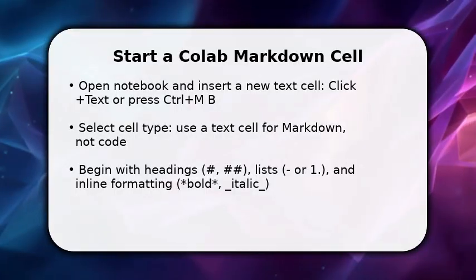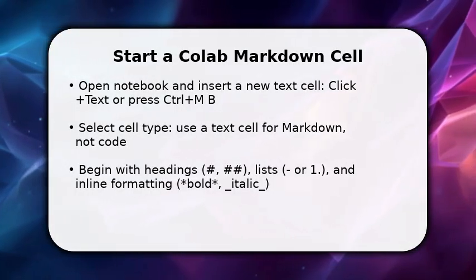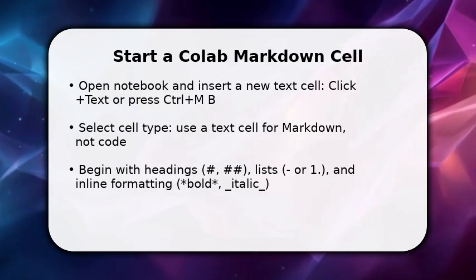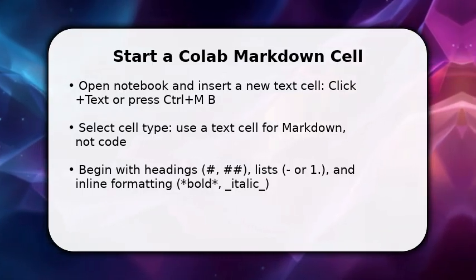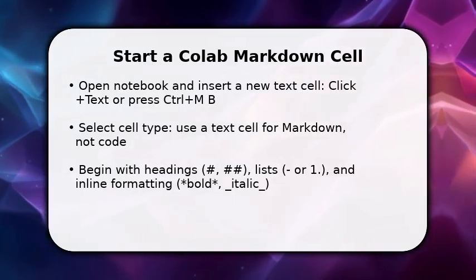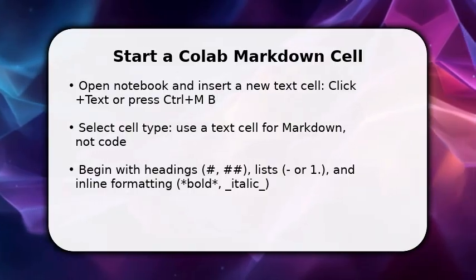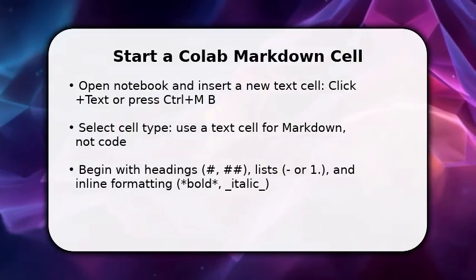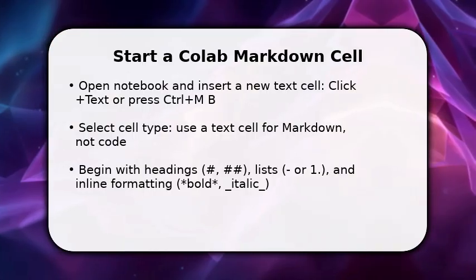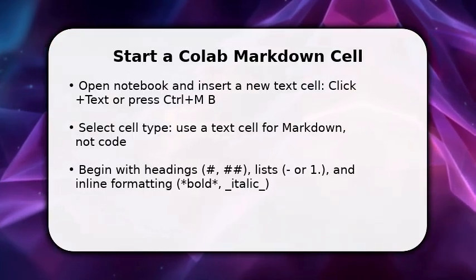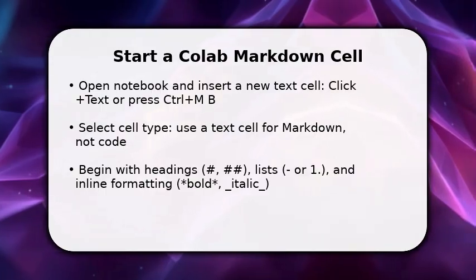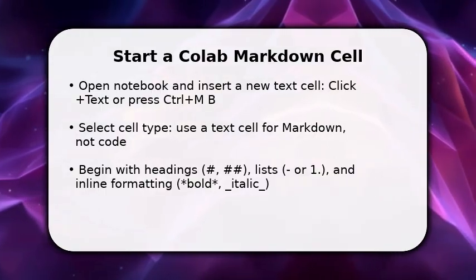You'll begin inside a running Colab. Insert a text cell immediately. This is where Markdown lives. Type a single hash for an H1, two hash for H2, and so on to structure content. Use - or 1. to create bullet and numbered lists. Once done, apply inline emphasis with asterisks or underscores and use backticks for inline code.